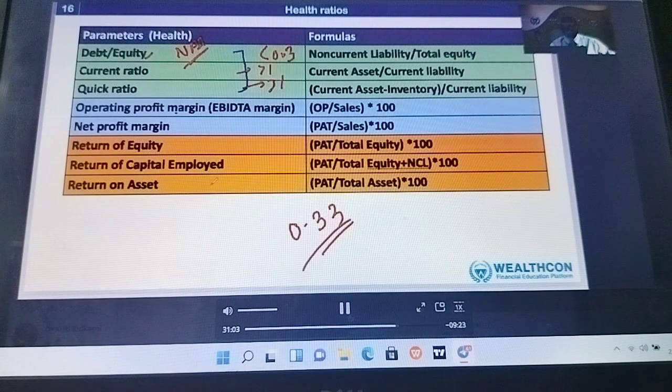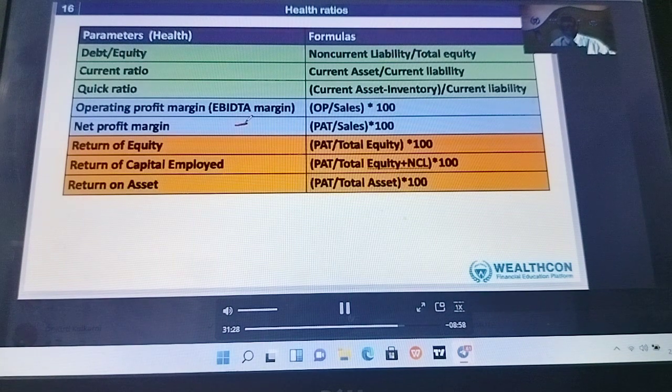Operating profit margin. I told you EBITDA margin is operating profit divided by sales into 100. It should be minimum 20. If it is 20, then good. But what if it is less than 20? Then we use the MD Sport criteria to average out what happened in the last 5 years. A single year may not be enough to give a clear idea. Then net profit margin. If it is more than 20, it is certainly good.